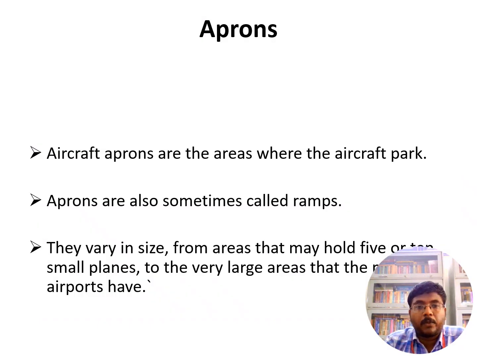Next we see about an apron. An apron is an area where the aircraft are parked. Aprons are also sometimes called a ramp. Depending upon the type of airport, aprons vary in size. A small apron may carry 5 to 7 planes at one time.